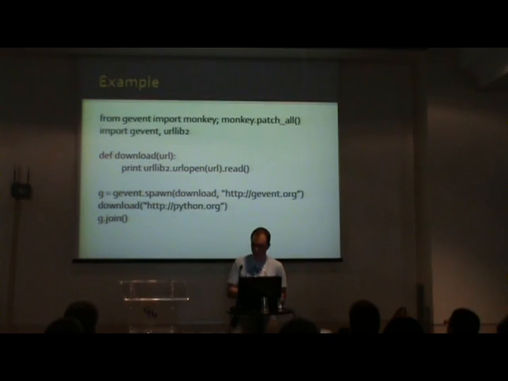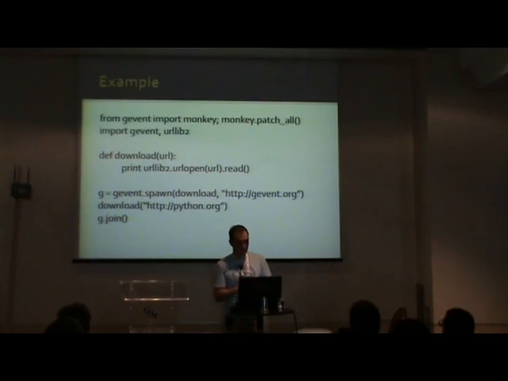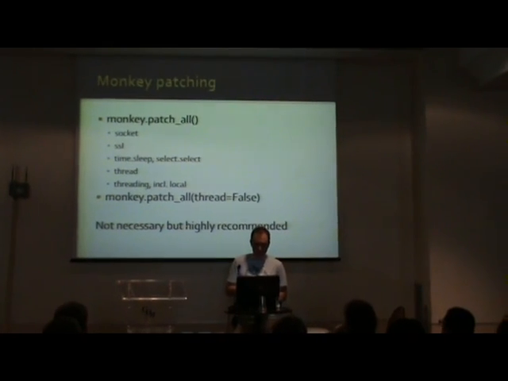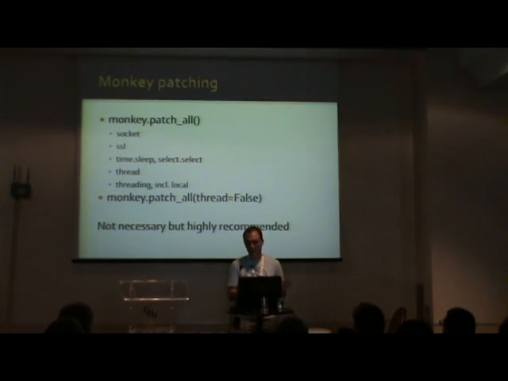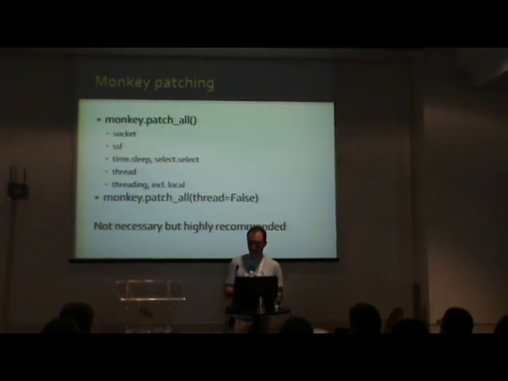This is a complete example. First we do monkey patching. Monkey patching means you replace the standard socket with this cooperative socket. Then you can use the libraries that use the socket, for example, urllib. Here you just spawn an additional greenlet to do the concurrent download of two pages. Looks very much like a threaded solution. So you call monkey patch all, it replaces socket, SSL, sleep, select, all the things that it knows about. It also replaces threading functions to make them greenlet-based.